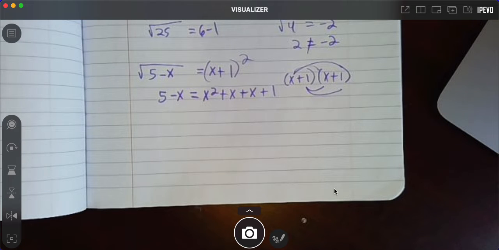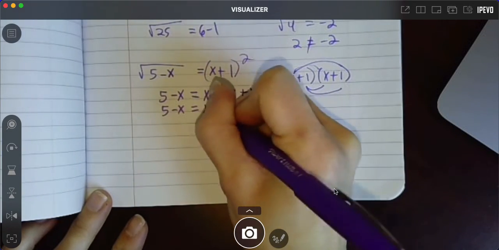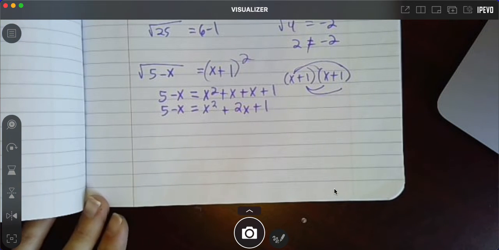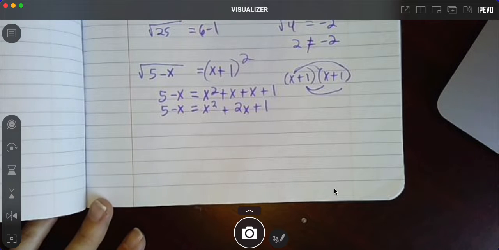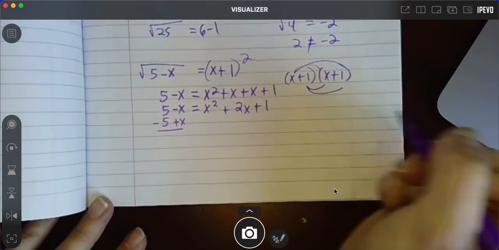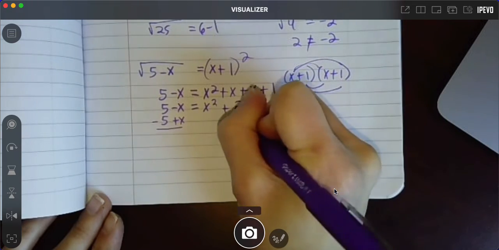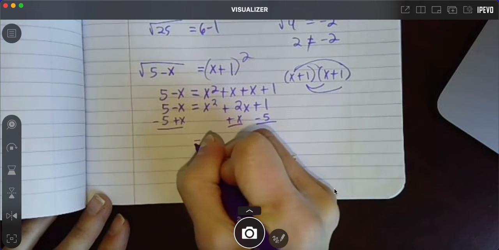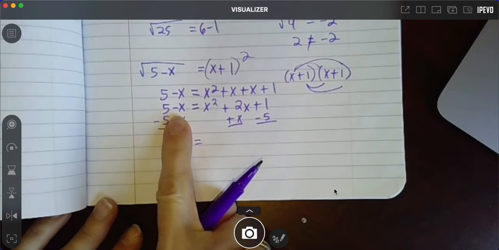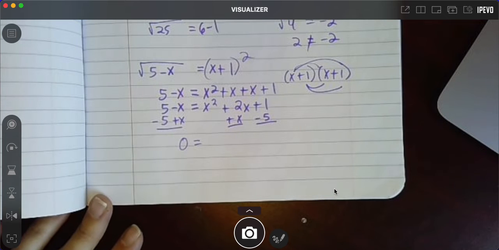Are we ready to keep going? Okay. I'm going to bring down my 5 minus x. And over here, I have my x squared. I can combine those two middle terms. Then we move our 5 and our x over. So I'm going to subtract 5 and add the x, and I put them with my like terms. So I'm subtracting 5 here, and I'm adding my x here. Wait, why are you adding it? Because it was a negative, so I have to add it over. Does anybody have another question before I move on from there?